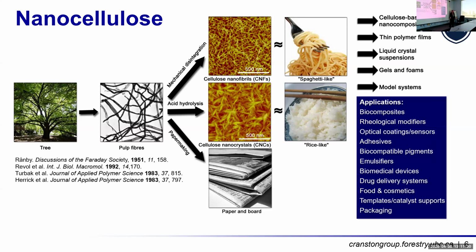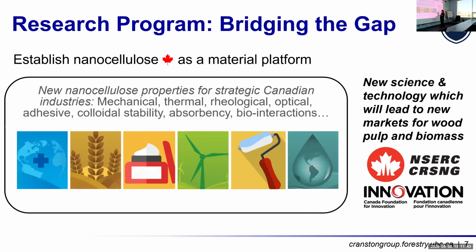And Canada is really leading the race in industrial production. We have companies from coast to coast that are producing different kinds of nanocellulose. And so now is really the time for this material to be used in commercial bioproducts and applications. So my research program aims to bridge this gap between all the industrial producers of nanocellulose and the commercial end users. So who's going to actually use it and produce products.